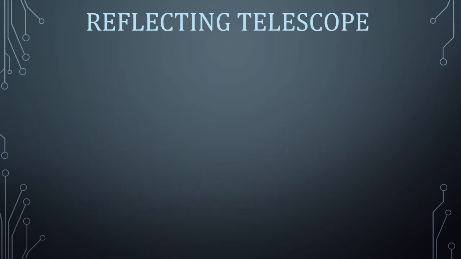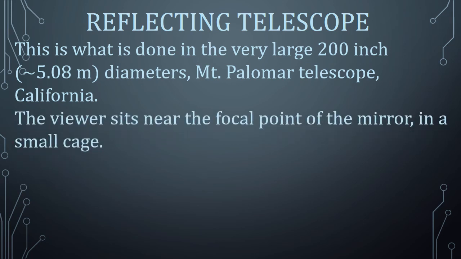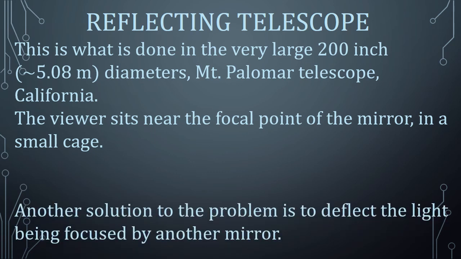You may think that this is not possible, but actually this is what is done in a very large 200 inch, which is nearly 5.08 meter diameter, Mount Palomar telescope in California. The viewer actually sits inside a small cage at the focal point of the mirror. Now another solution to this is to deflect the light being focused by another mirror. That is, the light reflected from the objective mirror can be reflected again by another mirror.